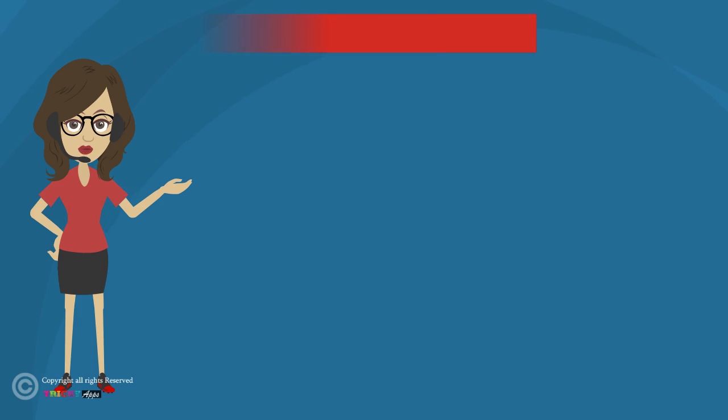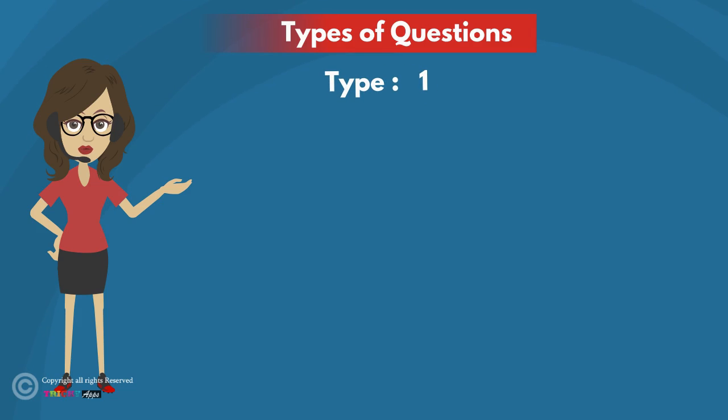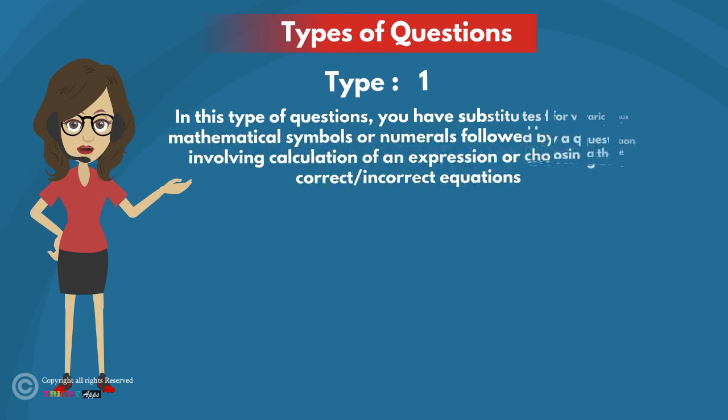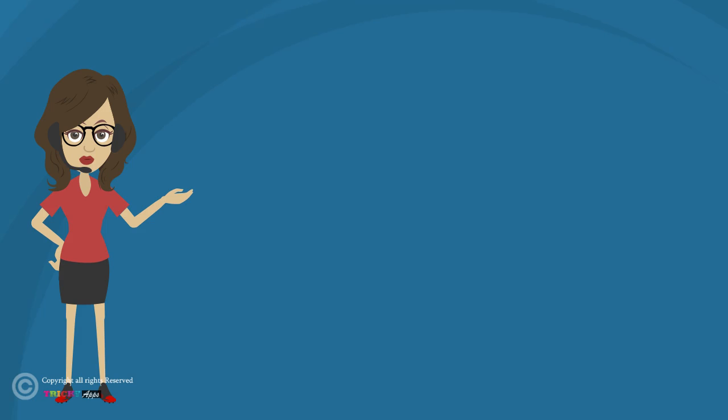There are 4 types of questions based on mathematical operations. Type 1. In this type of questions, you have substitutes for various mathematical symbols or numerals followed by a question involving calculation of an expression or choosing correct or incorrect equations. Let us see an example to understand this better.